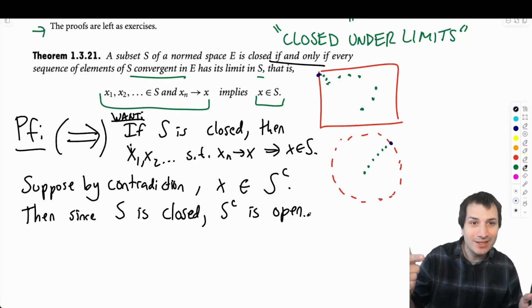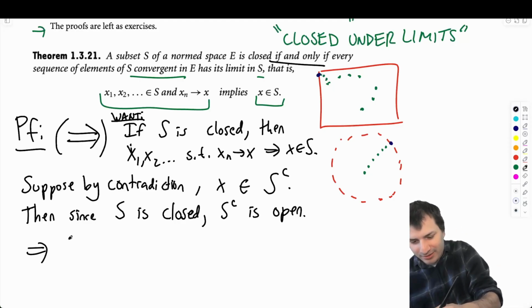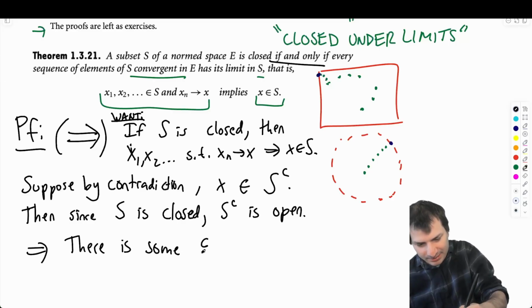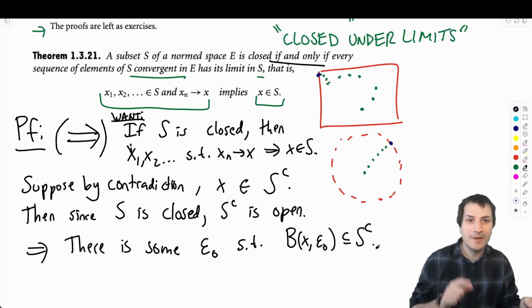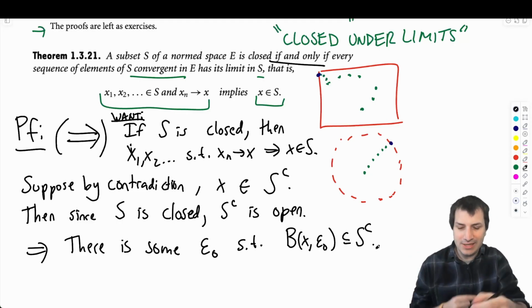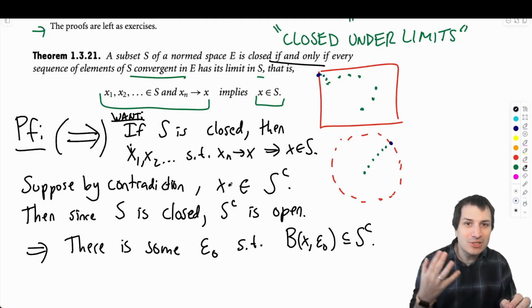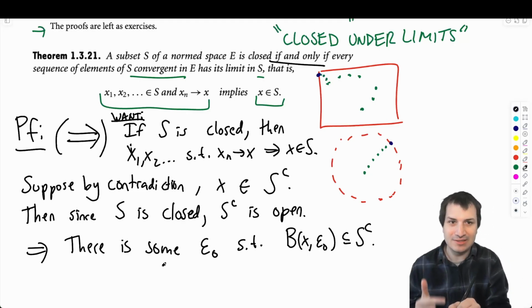If S complement is open, what do we know? Well, we have a point in an open set. What's the only thing we can do? Therefore, there exists some epsilon naught such that the ball centered at x of radius epsilon naught is contained in S complement. Again, we're using the property of open sets at the point x. It is true that it's a there exists statement, but I wouldn't write that there exists in this line of my proof.